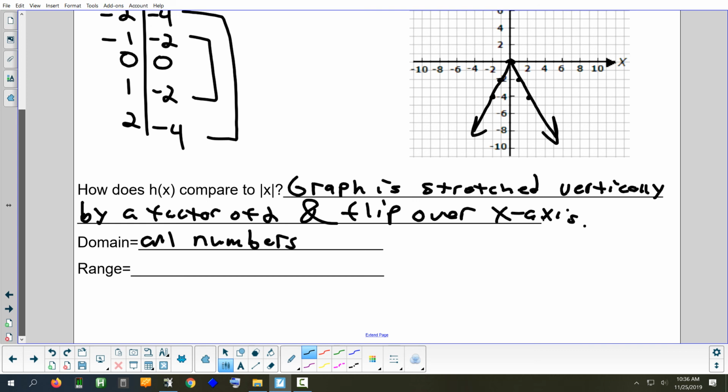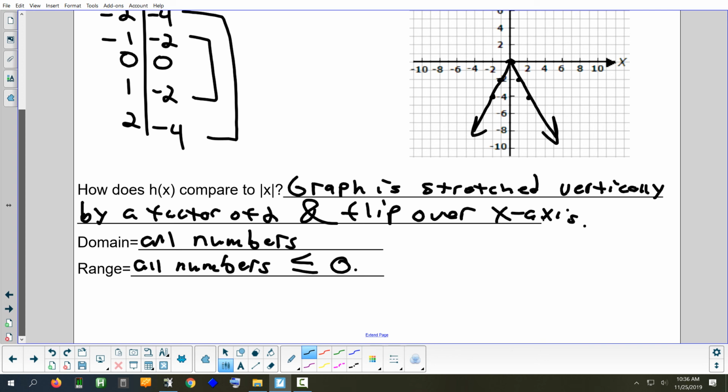Now, does this graph go up forever? No. That means that it has a highest value and it goes down forever. What's the highest value that the V shape hits? 0. And it goes down forever. So the range is all numbers. When it flipped over, now 0 is the highest and it goes down forever.